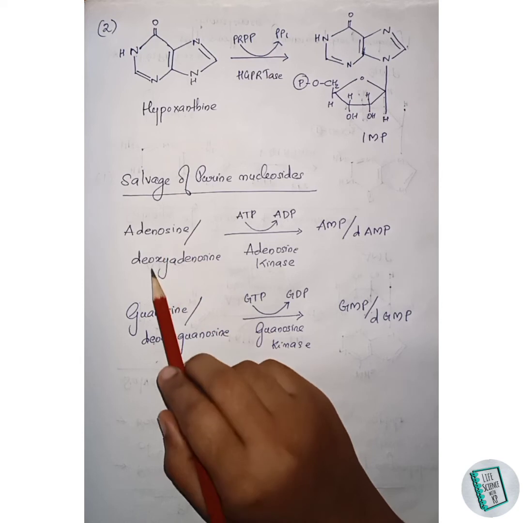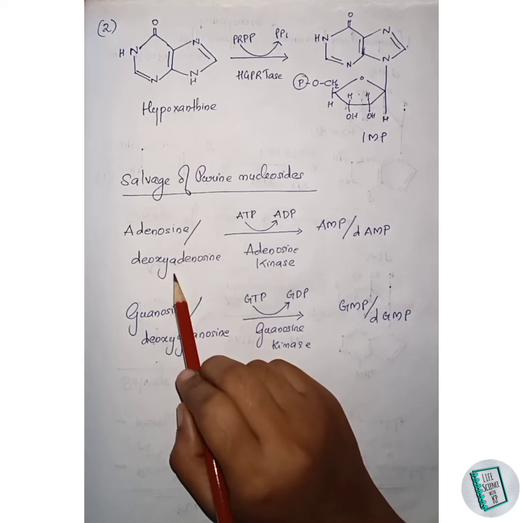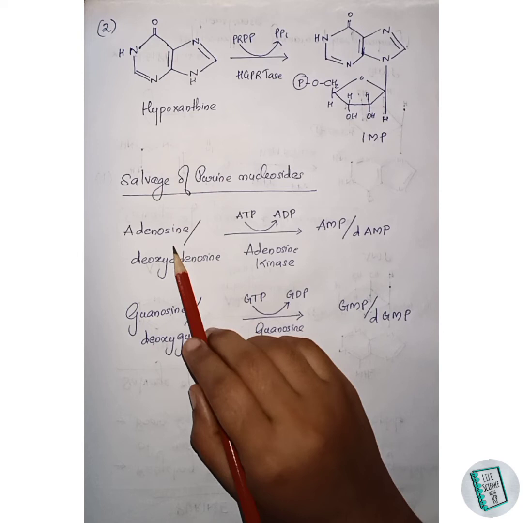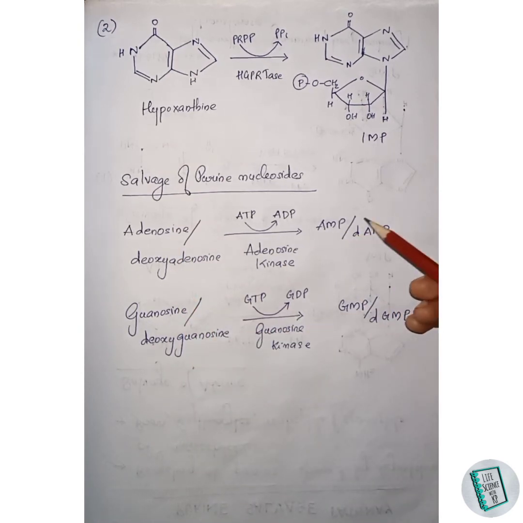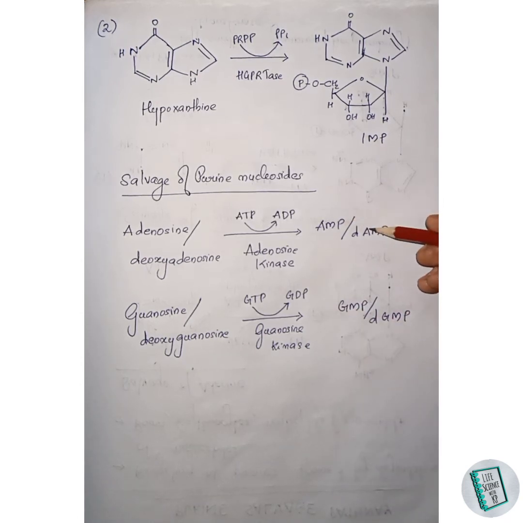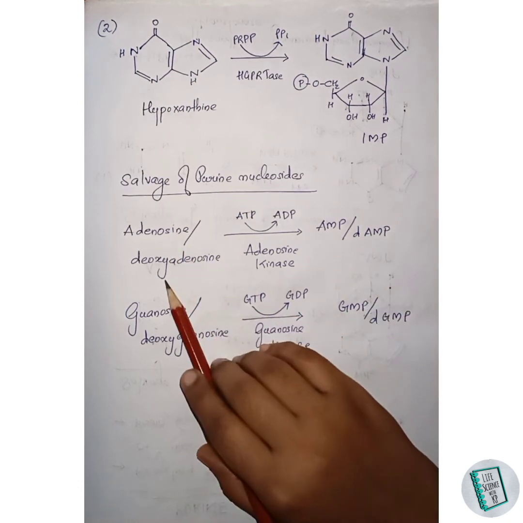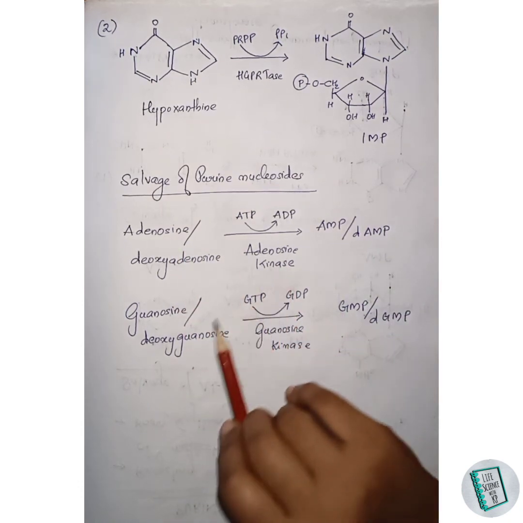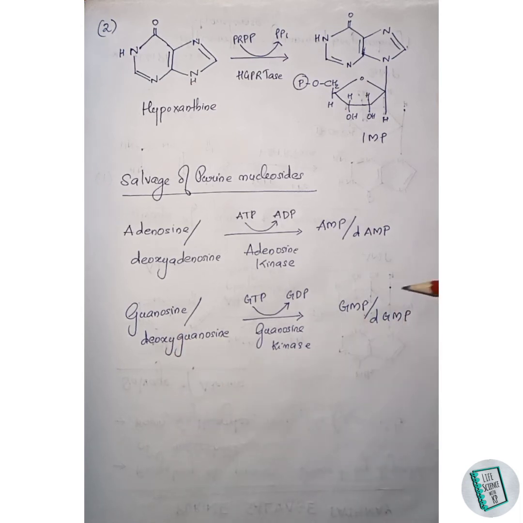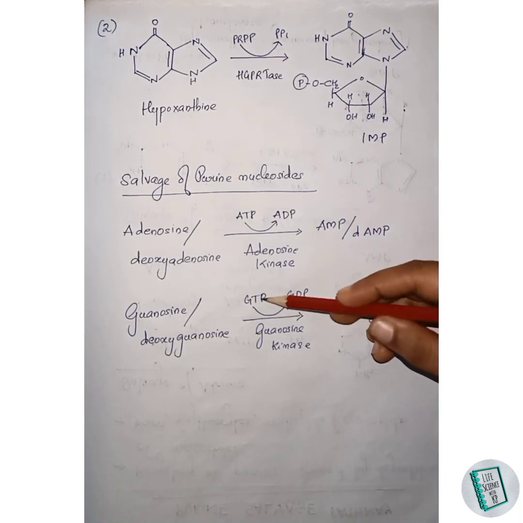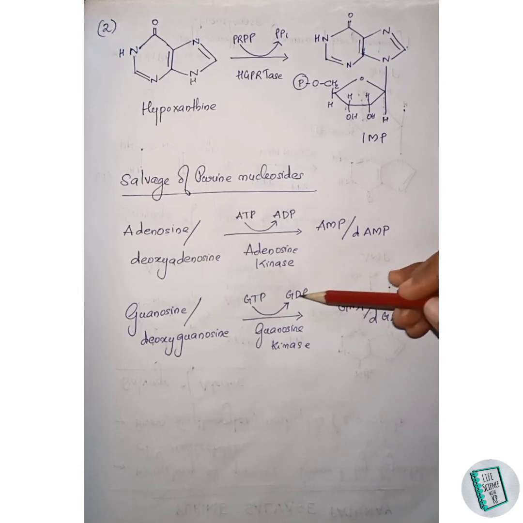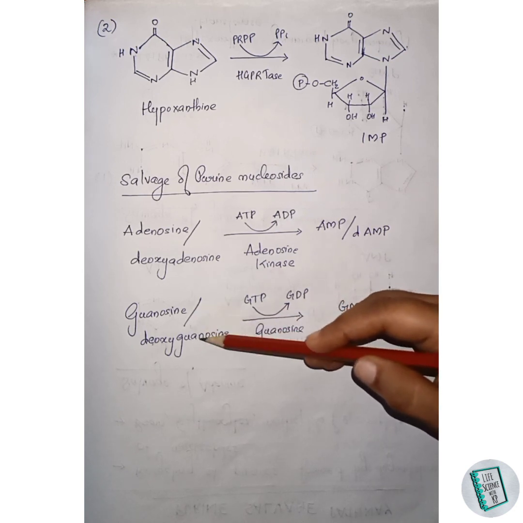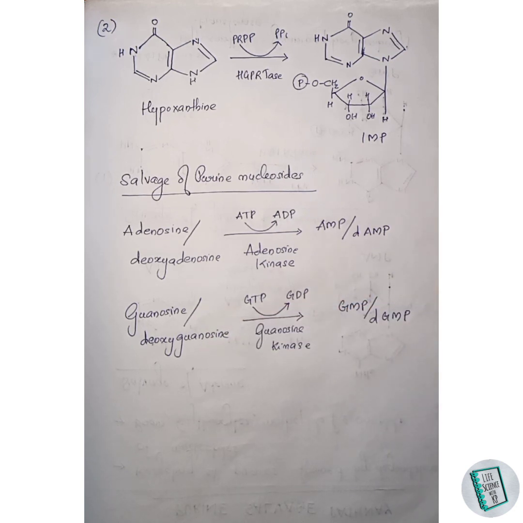So this adenosine or deoxyadenosine lacks its phosphate group, and when ATP donates its phosphate group to this adenosine or deoxyadenosine, it converts to adenosine monophosphate or dAMP. So AMP or dAMP is formed from adenosine or deoxyadenosine by the enzyme adenosine kinase. Similarly, guanosine or deoxyguanosine converts to GMP or dGMP by phosphorylation from GTP, which then converts to GDP after donation of the phosphate group to this guanosine or deoxyguanosine. So this is the salvage of purine nucleosides.